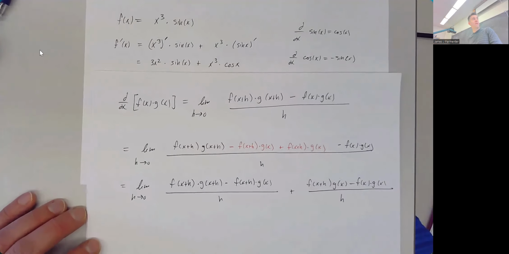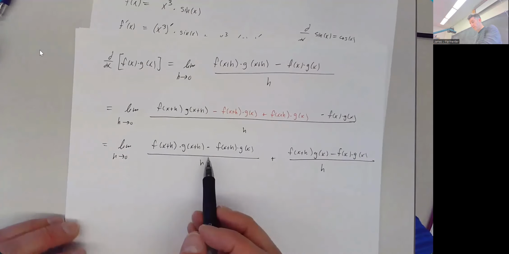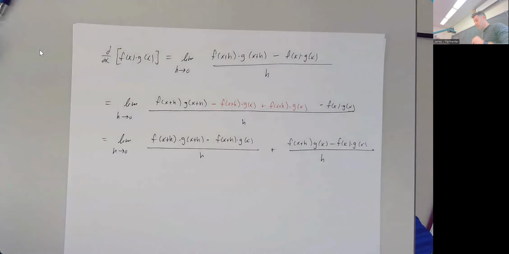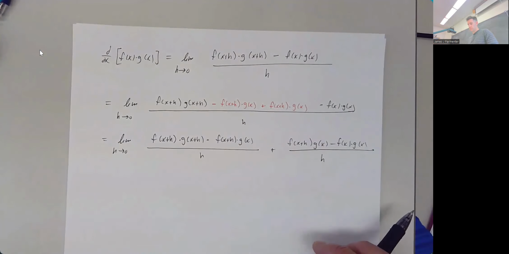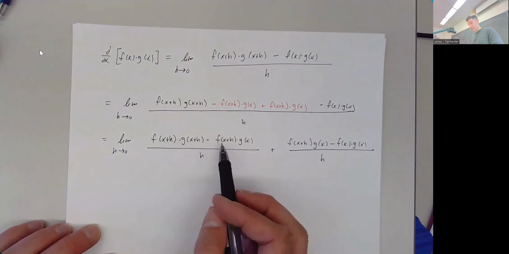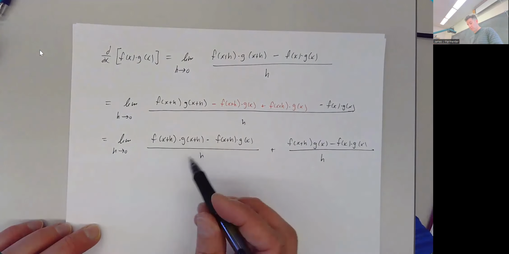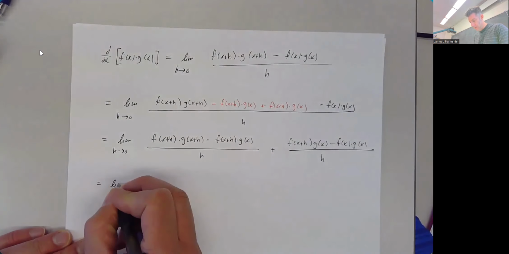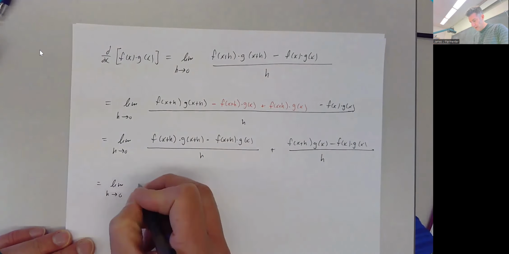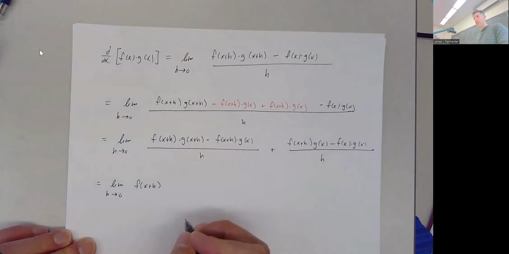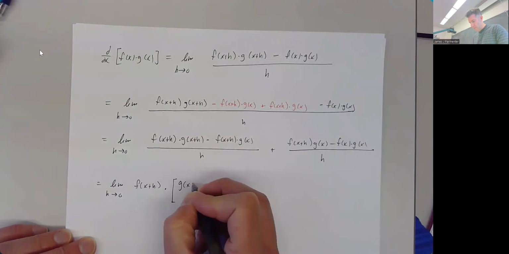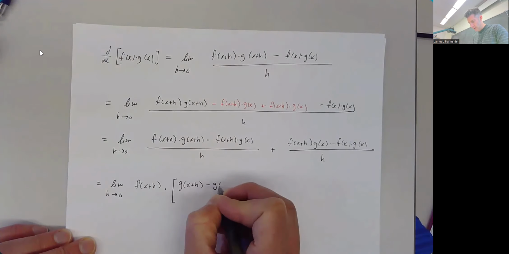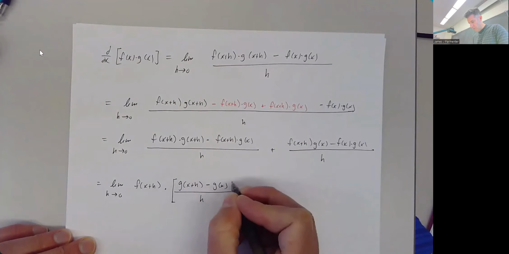Now let me ask all of you, from the numerator of this first fraction, what can I factor out from each of these two terms? The f thing or the g thing? The f thing, right? The f of x plus h, because I have an f of x plus h in each of these two terms. So I can rewrite this part as the limit as h goes to 0 of f of x plus h factored out times g of x plus h minus g of x all over h.